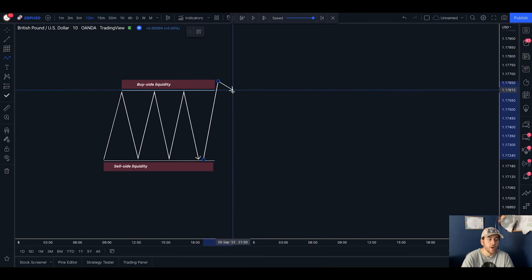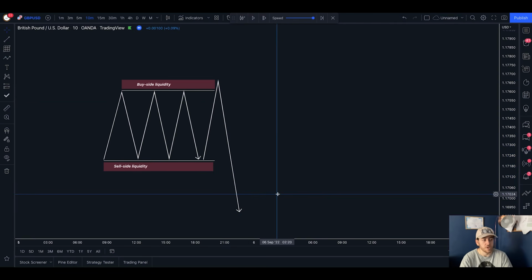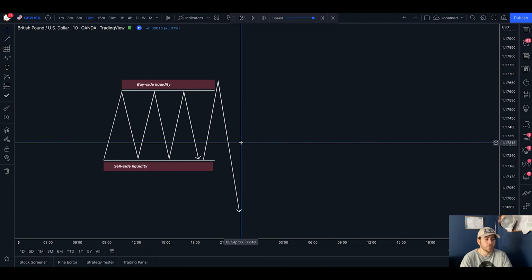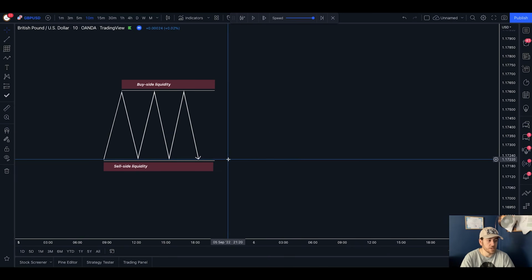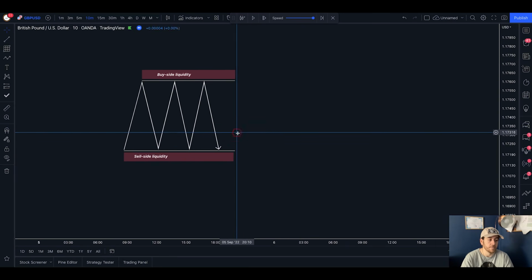So this is an area where institutional participants could actually get their major orders on. They could get huge sales on here, and then that may sell the market down. So that is buy side liquidity. That's why it's called buy side liquidity, and that's kind of a brief introduction to how it works in the market. Now, you guessed it, sell side liquidity is very similar.